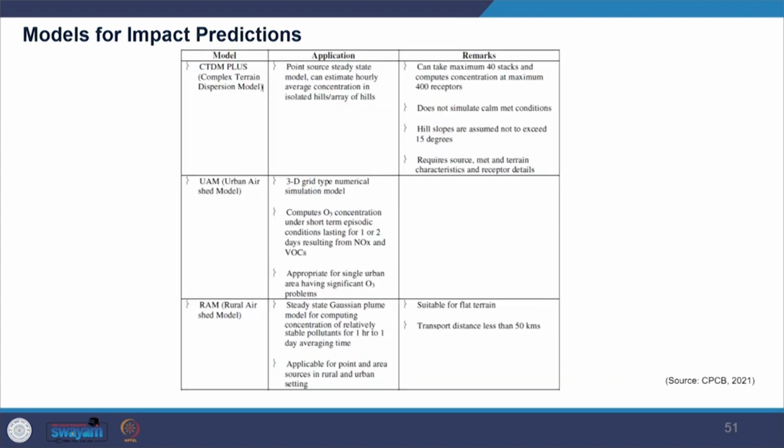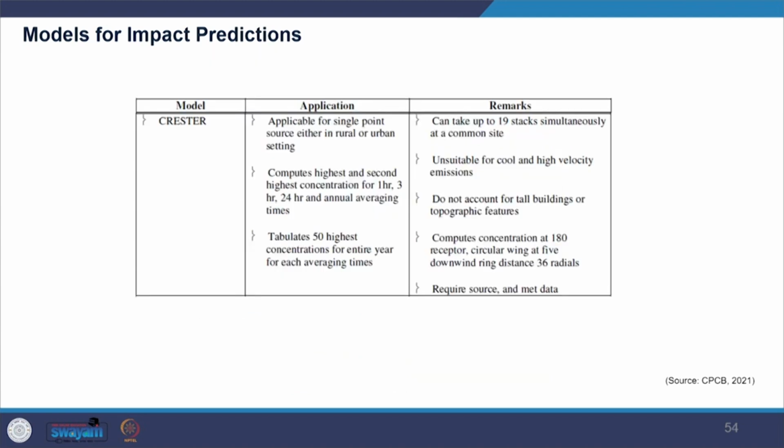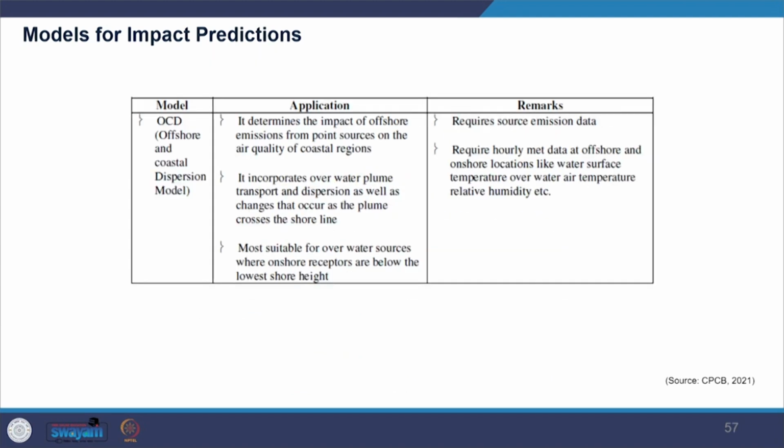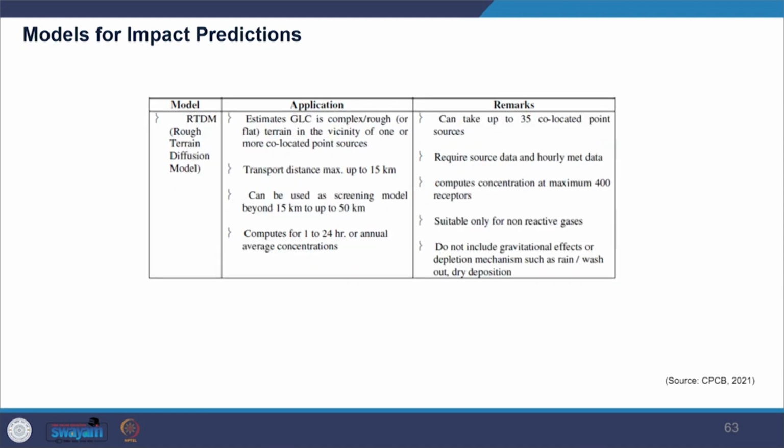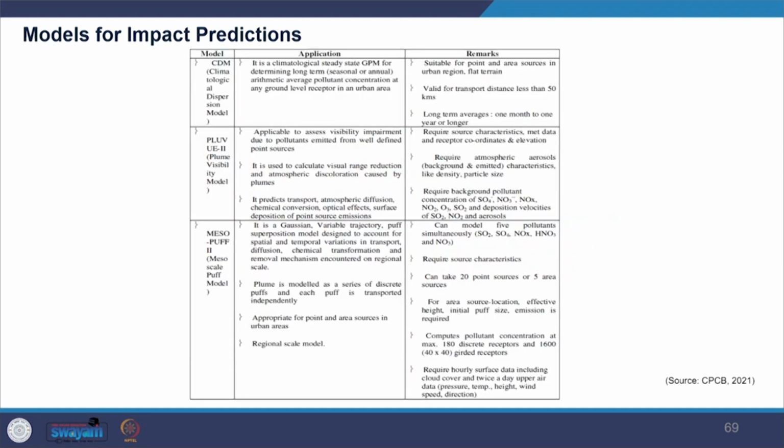So, likewise you can see all the models. You have seen the list of models which are available to you from the Indian context as well. Now, we will look at the principles of air pollution dispersion models. On what basis, what is the underlying principle on which all this modeling is done.